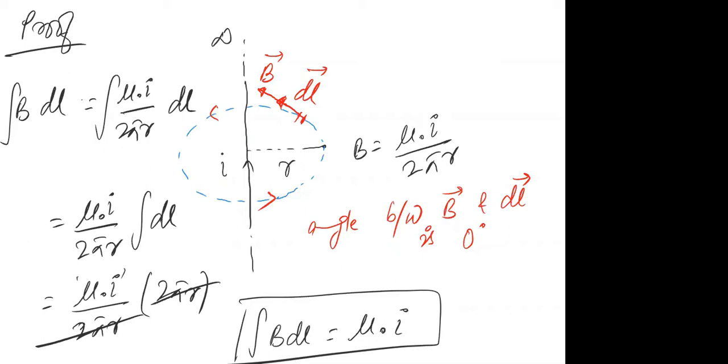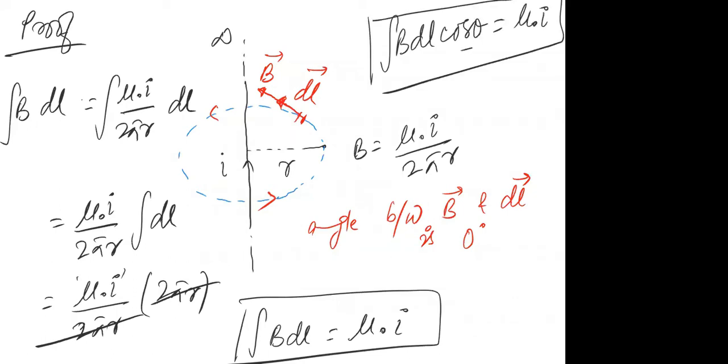If the angle would not have been 0, we would have been writing this as B dl cos theta equals μ₀ I. Here the value of theta is 0 and cos 0 becomes 1. That is why we are writing this as B dl equals μ₀ I. I'm erasing this, moving on.